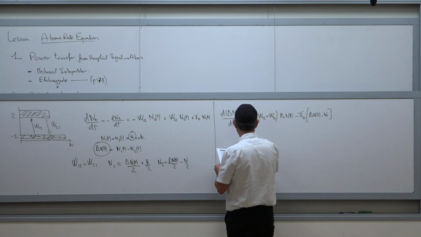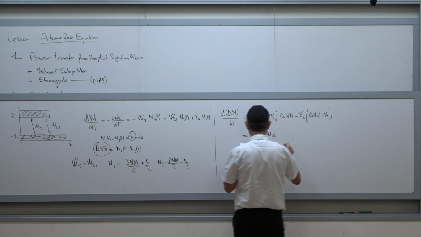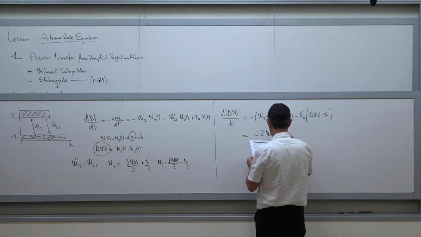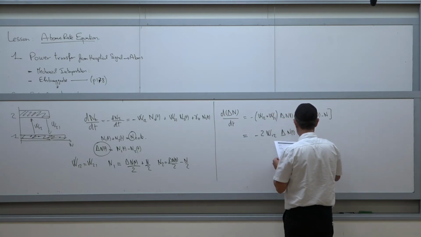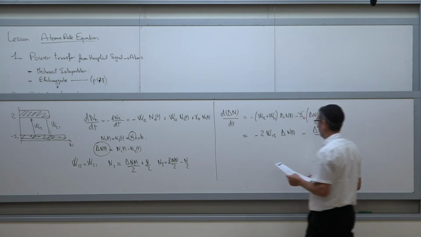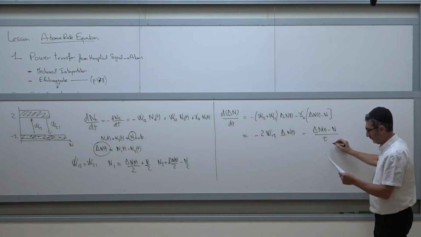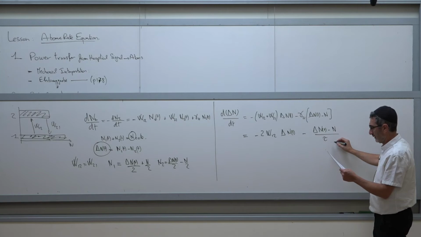And finally I get minus 2 W12, because it's the same, times delta N of t, minus gamma 21 times delta N of t minus N, over 2. Okay, gamma 21, sorry.